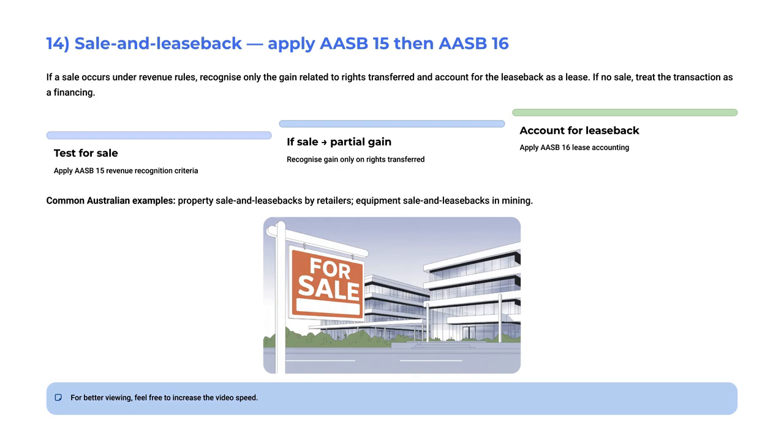Sale-and-leaseback. Apply AASB 15, then AASB 16. If a sale occurs under the revenue rules, recognize only the gain related to rights transferred and account for the leaseback as a lease. If no sale, treat the transaction as a financing. Common Australian examples: property sale and leasebacks by retailers, and equipment sale and leasebacks in mining.